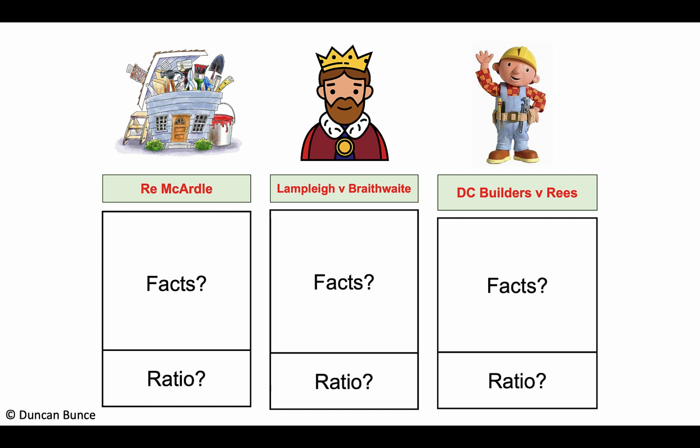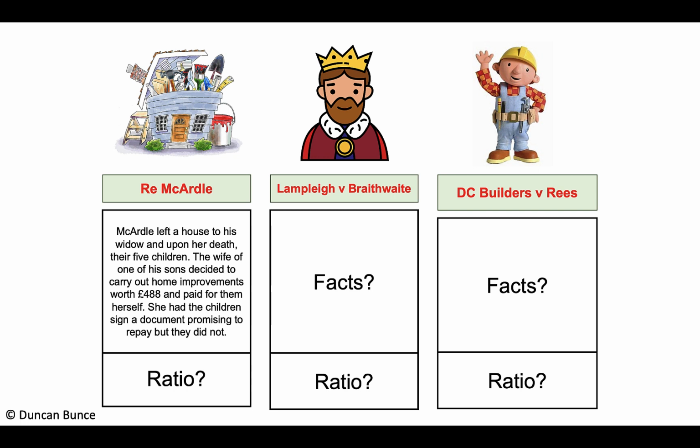Re McArdle, facts were as follows. McArdle left a house to his widow, and when he died, left the house to her to live in, and they had, of course, their 5 children. And I think it was meant to be that certainly when the wife would then pass away, the value of the house would be divided amongst the 5 children. Now, this is the point at which the wife of one of his sons decided to carry out various home improvements while the widow, I think, lived there, and it amounted to £488, and she paid that herself.